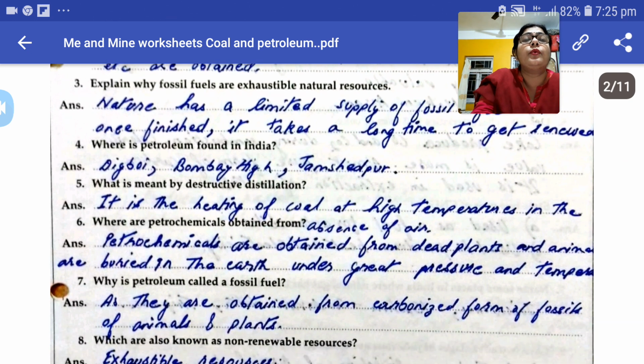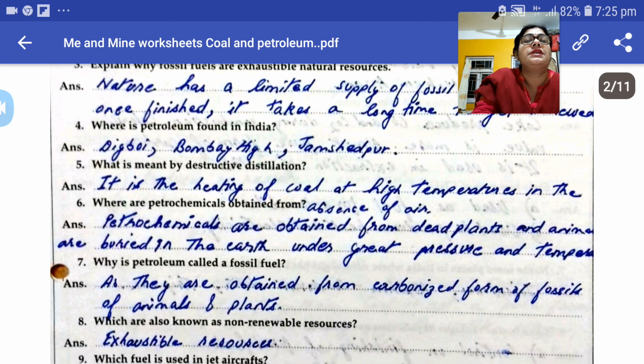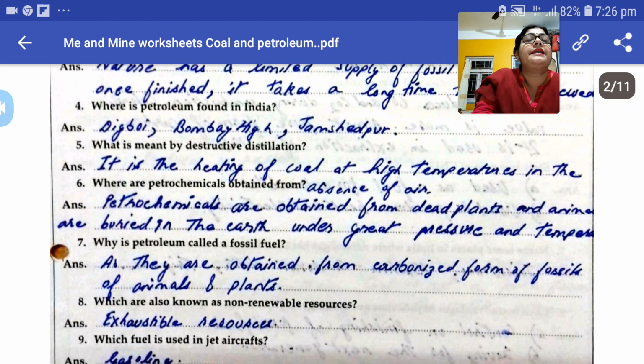Next, where is petroleum found in India? Bombay High and Jamshedpur. What is meant by destructive distillation? It is the heating of coal at high temperatures in the absence of air.